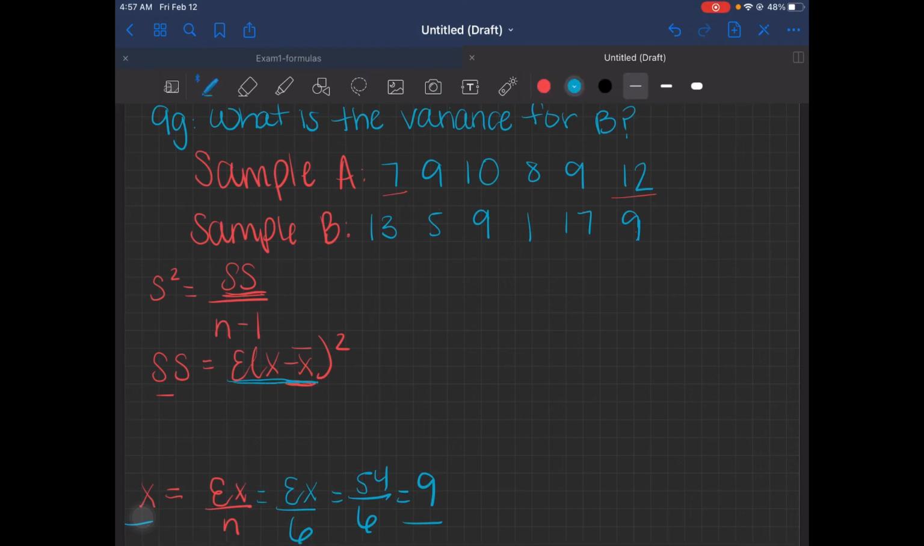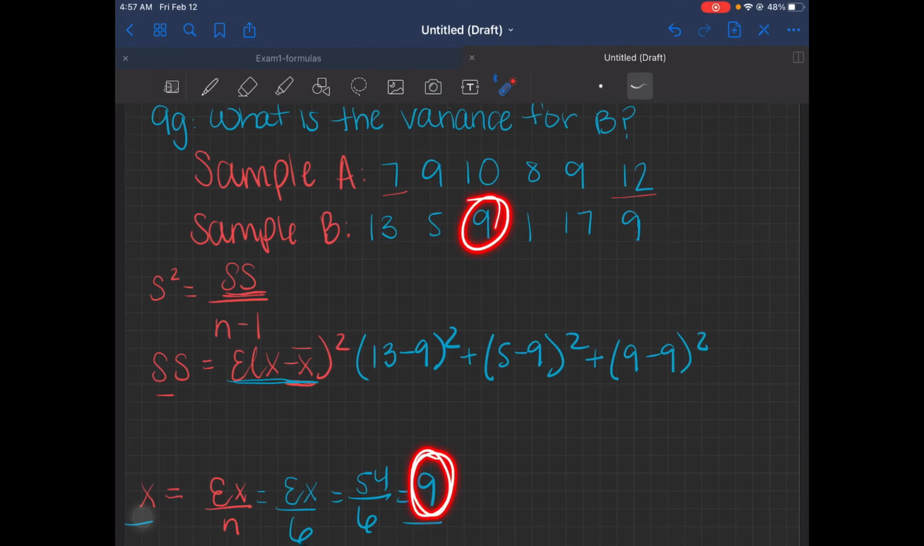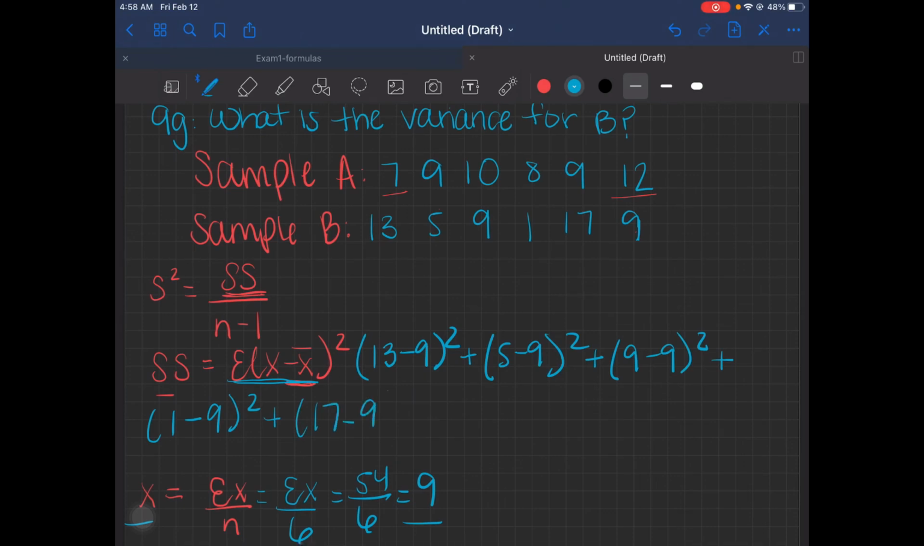So we're going to do the same thing with this one that we did up top. So we're going to do 13 minus 9 squared. Again, I got that from here, and the 9 I got from the x bar here. 13 minus 9 squared plus 5 minus 9. I'm getting that 5 from right here. Plus 9 minus 9 squared. Getting that from right here. Again, still using the same average there. 1 minus 9, 17 minus 9, and then 9 minus 9. I'm going to use a different color just so we can separate what's going on here.